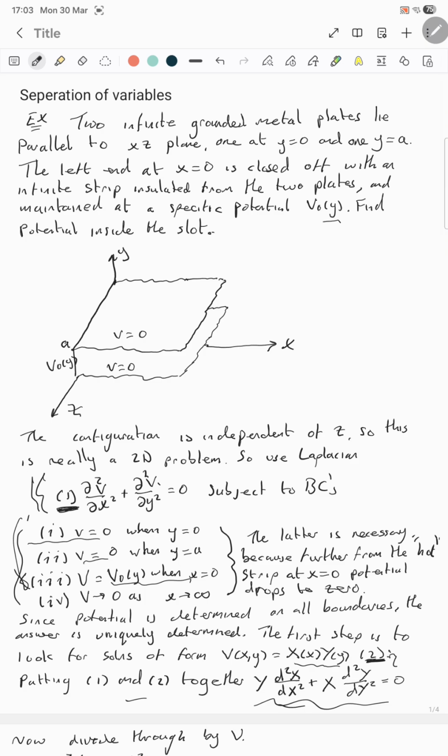So that's separation of variables in the electromagnetism context.